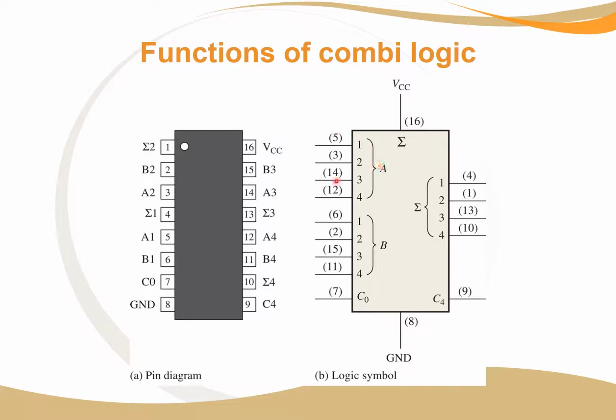So here are the pins for A and B, the ones we're going to be adding together. So 5 is there, A1, A2 is 3, A4 and A3. That's how we wire up the first number to be added. And then the B inputs, 6 and B3. So there is the second number to be added. And then 7 is the carry in.